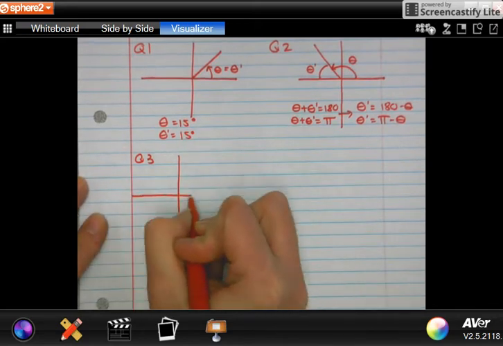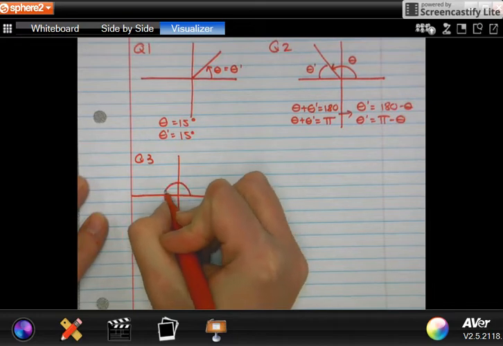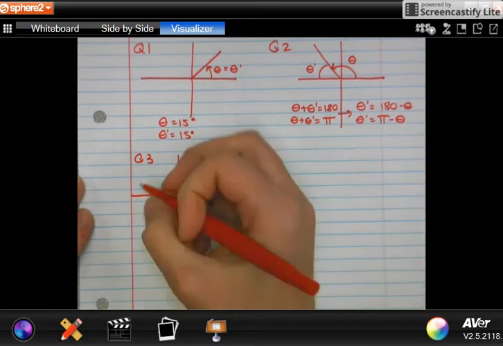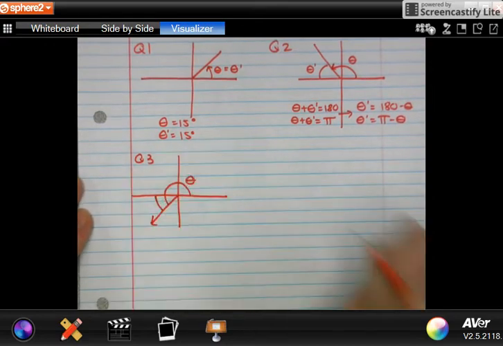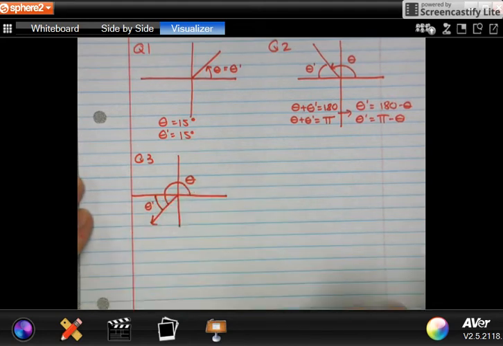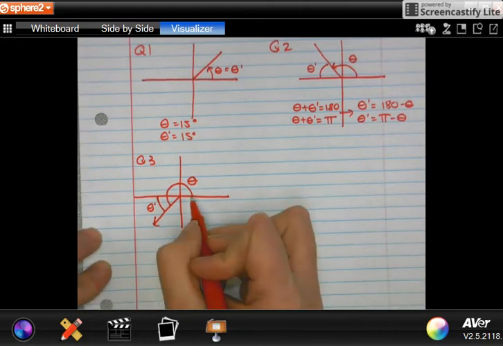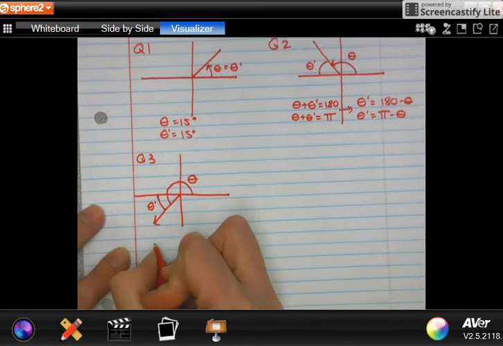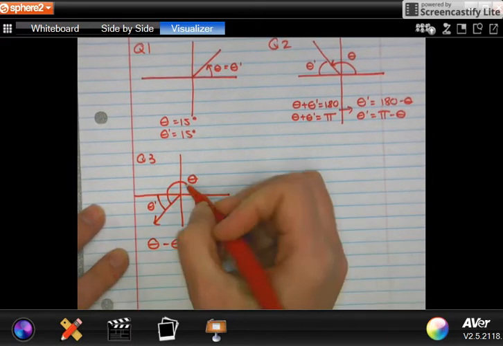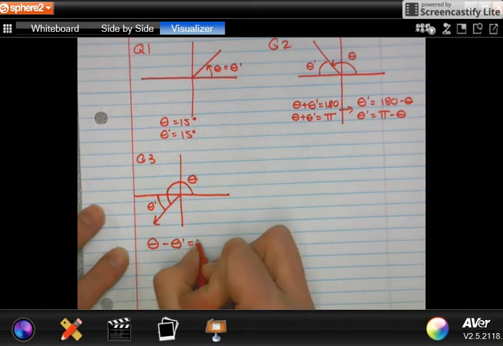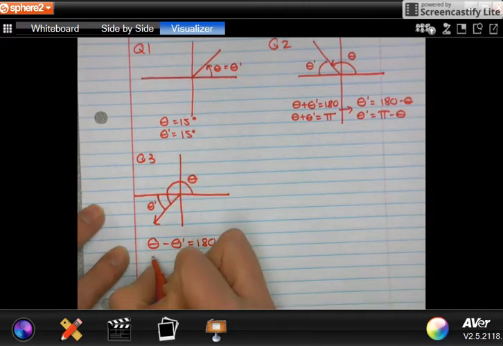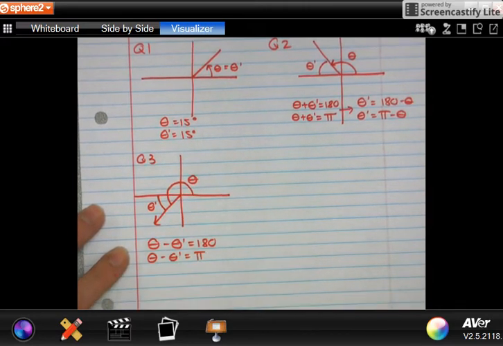Let's see what happens if we're in quadrant 3. I would draw an angle here. That's my theta in quadrant 3. My reference angle is formed by the terminal side and the horizontal axis. So that one right there would be theta prime, the reference angle. What I can see from the picture is that theta minus theta prime, the reference angle, should be equal to 180. Taking the angle and subtracting away the reference angle would get me back to 180, or if we're in radians, back to pi.